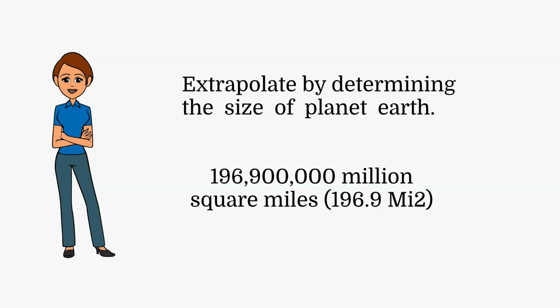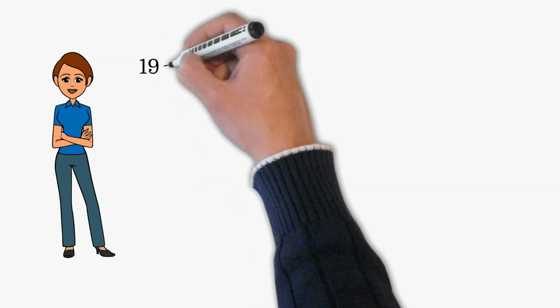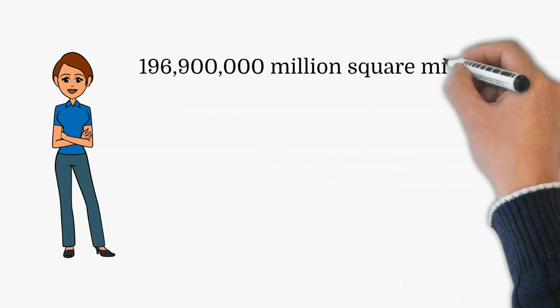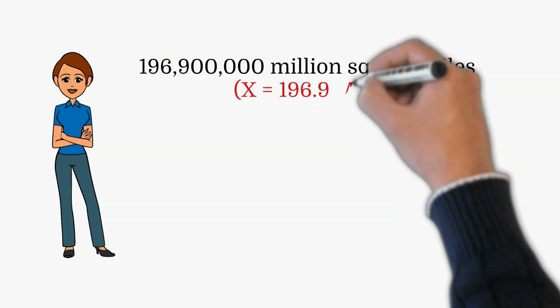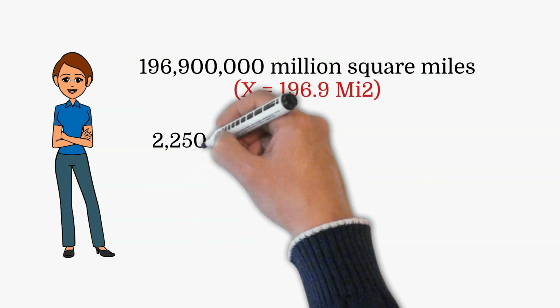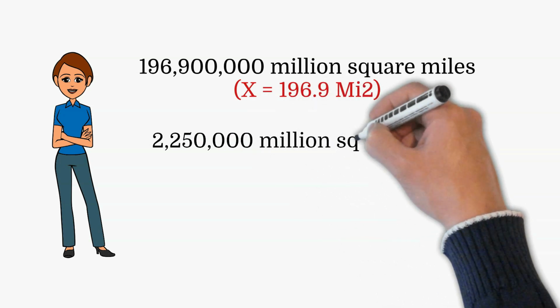$196.9 million square miles. Earth is 196,900,000 square miles. X equals 196.9. New Jerusalem is 2,250,000 square miles. Y equals 2.25.